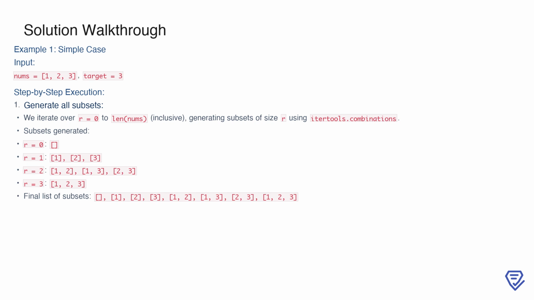When r equals 2, we generate subsets containing 2 elements: [1, 2], [1, 3], and [2, 3]. Finally, for r equals 3, we have the subset [1, 2, 3], which includes all the elements. Combining these results, the full list of subsets is [], [1], [2], [3], [1, 2], [1, 3], [2, 3], [1, 2, 3]. This comprehensive approach ensures we explore every possible combination of elements in the array.